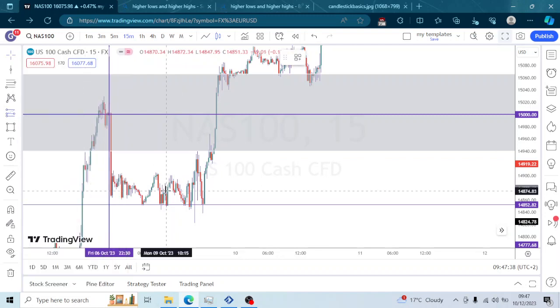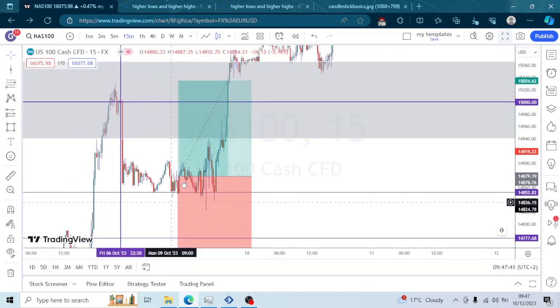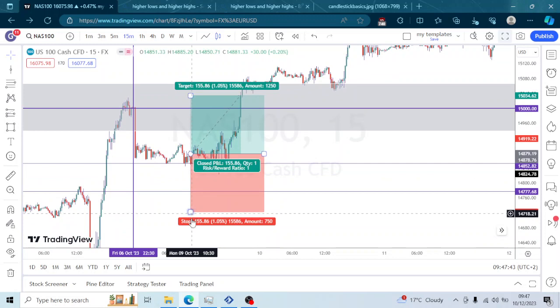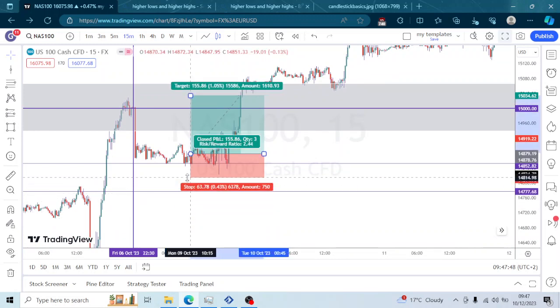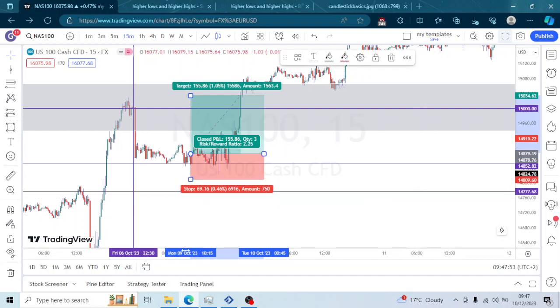All right, let's say you entered somewhere there. 100 pips stop loss, I'm guessing. Probably 100 pips. Oh, even a good 70 pips would have worked. So a good 70 pip stop loss would have worked as well, right there.